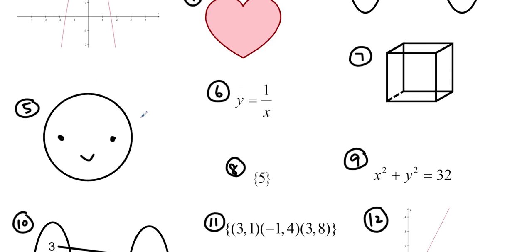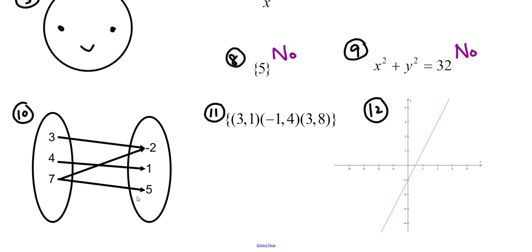Alright, number 5, no. Number 6, yes it is. Number 7, nope. Number 8, no. Number 9, nope. Number 10, also a no. Number 11, nope. And number 12, yes, it is.